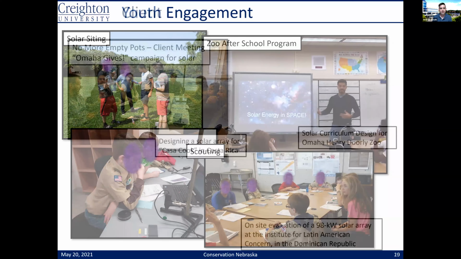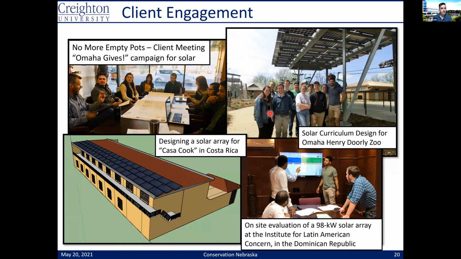We also work with a variety of clients outside of Creighton. We've worked with people like No More Empty Pots, again, the Omaha Henry Doorly Zoo. We've helped design some curriculum. We work for the Institute for Latin American Concern in the Dominican Republic. We had students that got to go visit, lucky them, and go to the DR and help with a 98 kilowatt solar array that was being installed there, and make sure it was evaluated on-site. We helped design an array for Casa Cook in Costa Rica. So we get to get our hands dirty all over the place.